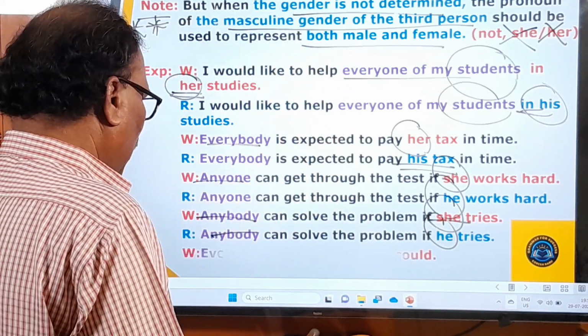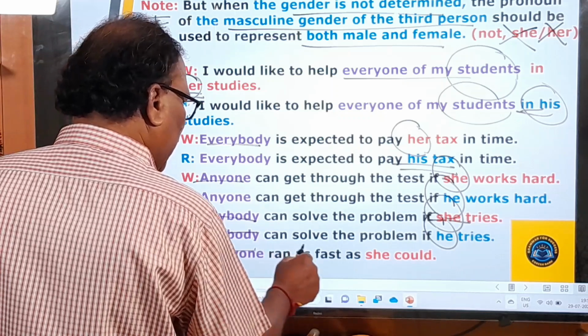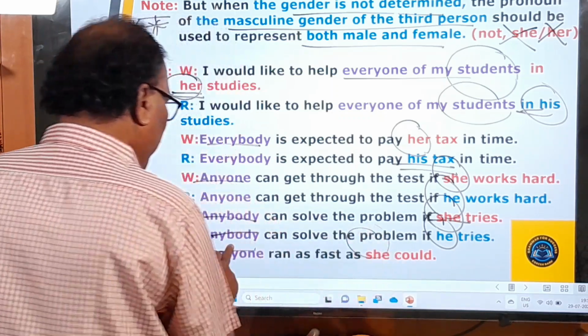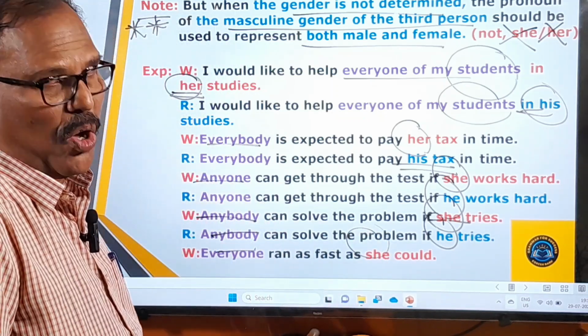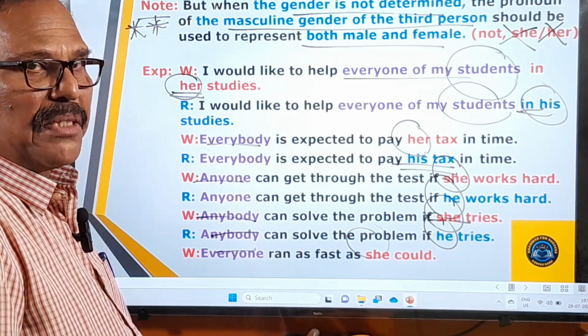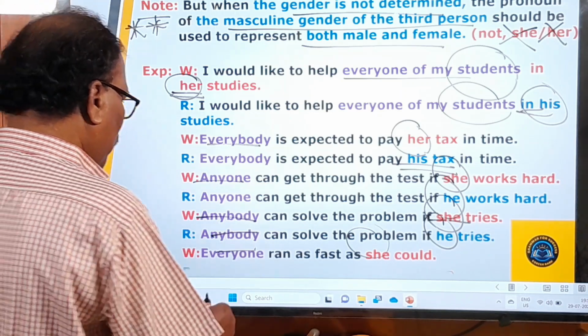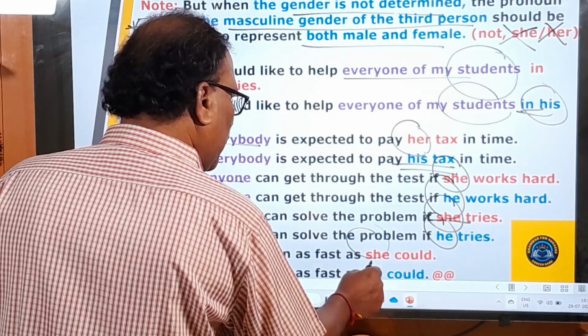Okay, and one more example is that everyone ran as fast as she could. Everyone. Do you know the sex of this everyone? No. You don't know whether it is male or female. That's why, what should you do? Everyone ran as fast as he could.